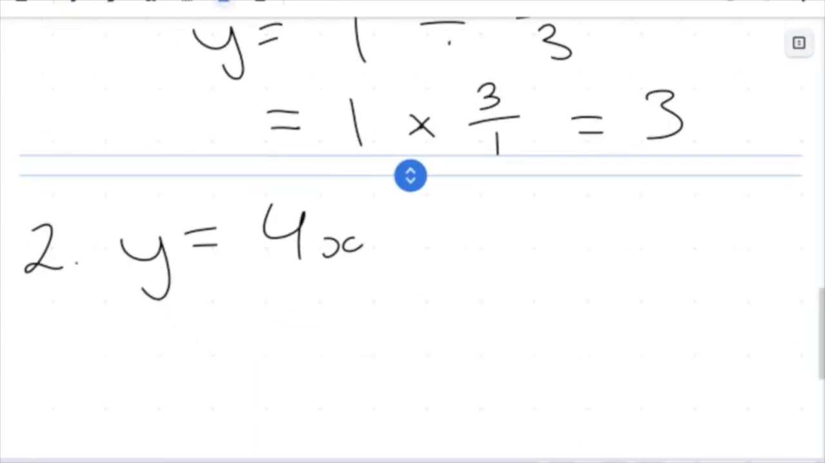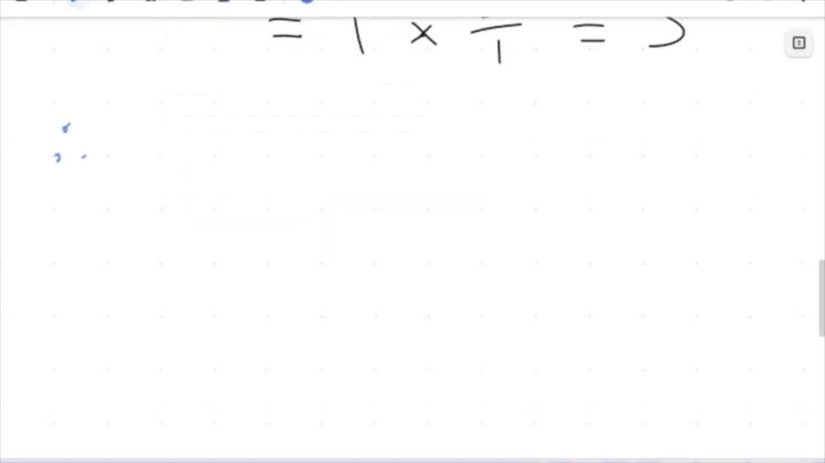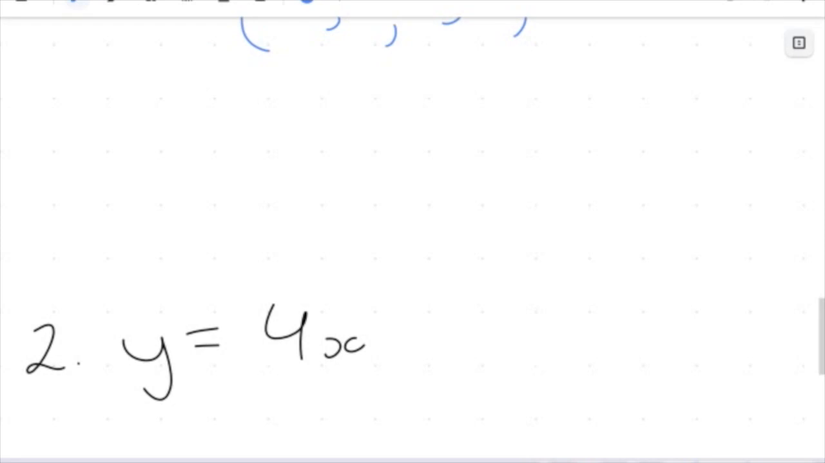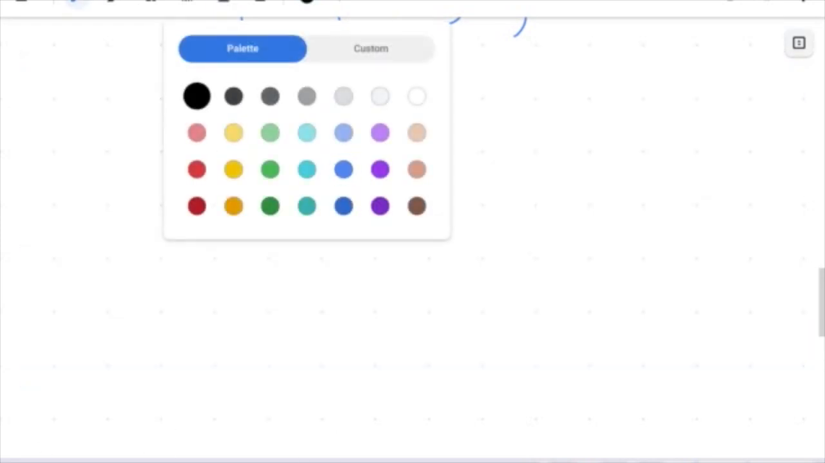So we can say, therefore, the point of intersection is the x coordinate was 1 over 3 and the y coordinate was 3. Now, because we know how to sketch our hyperbolas now, let's just confirm this by drawing this out.